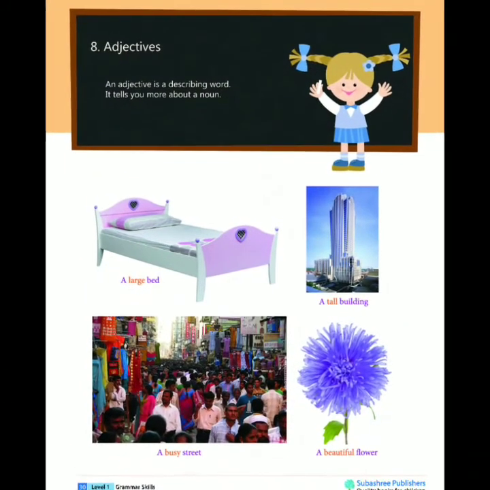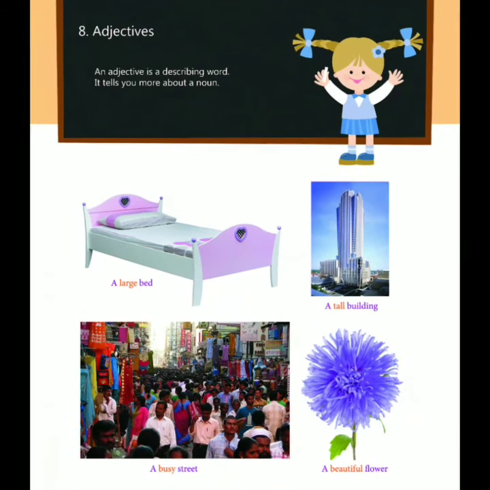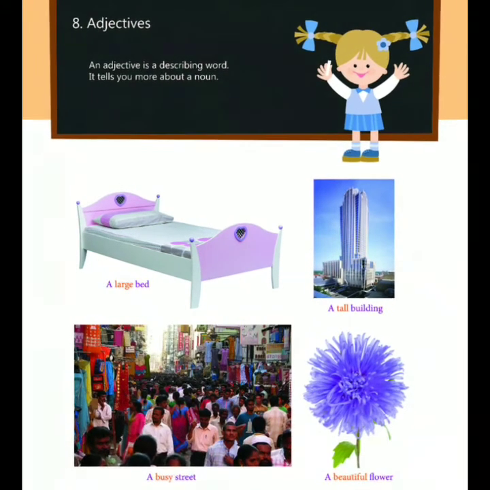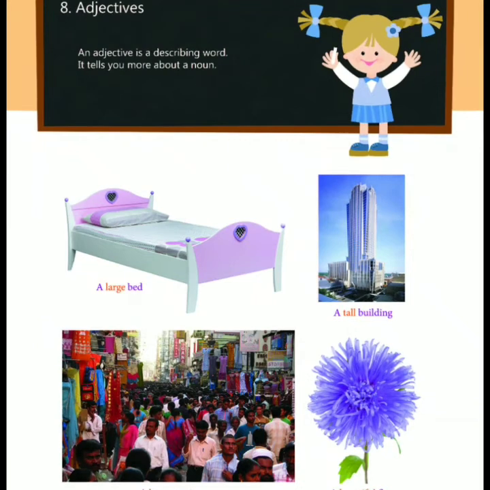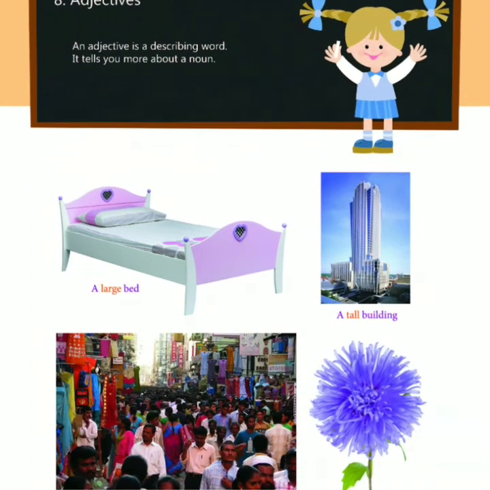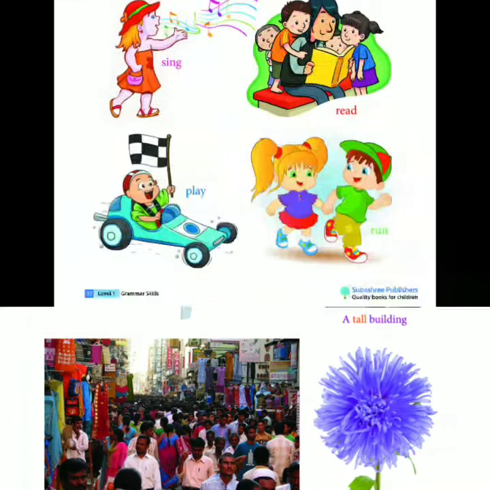Let's see what is an adjective. An adjective is a describing word. It tells you more about a noun. A large bed, a tall building, a busy street, a beautiful flower. Tall, large, beautiful, and busy describe a noun, hence it is called an adjective.